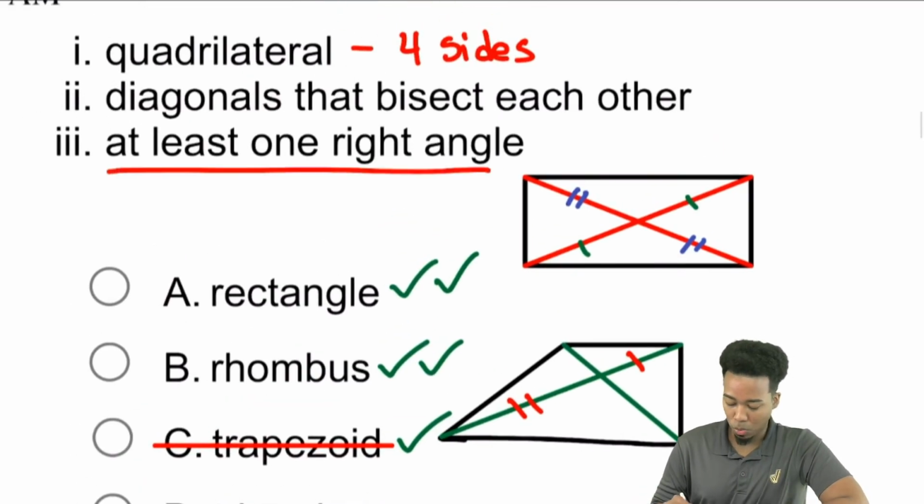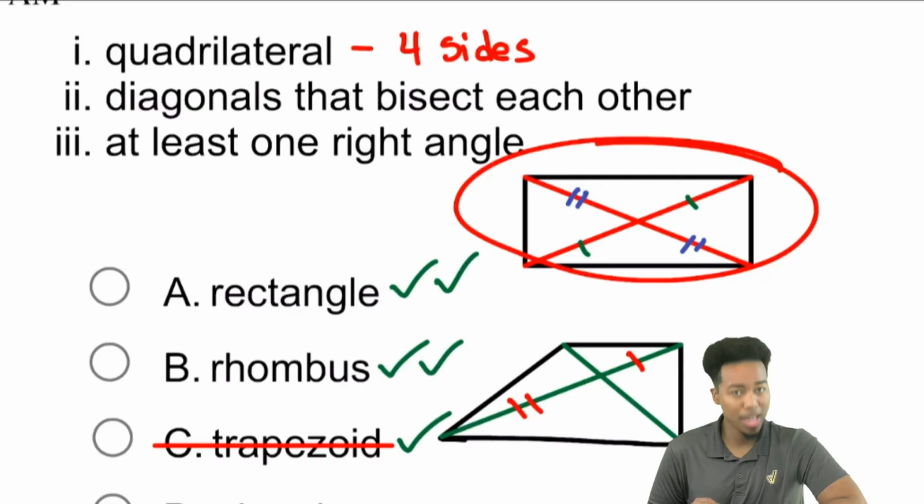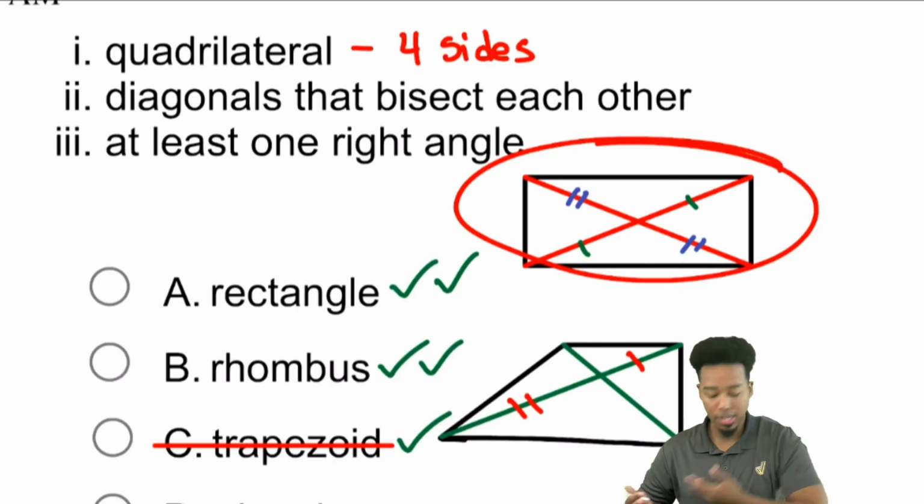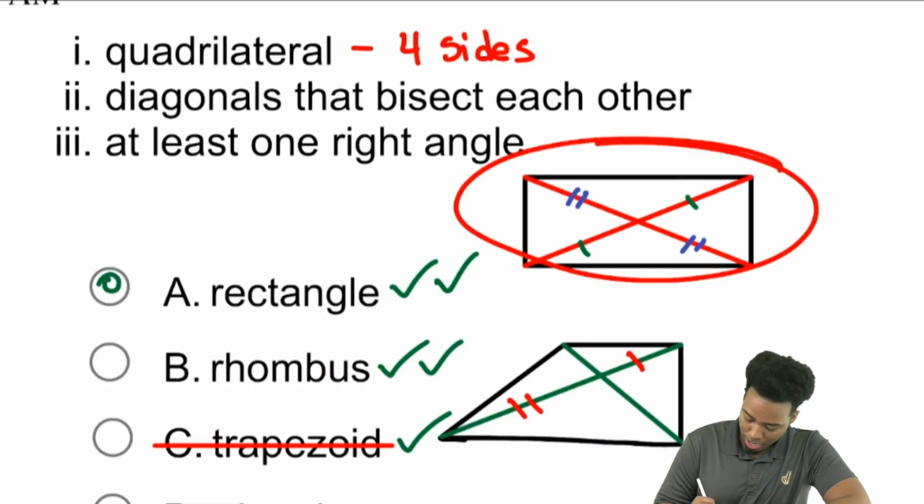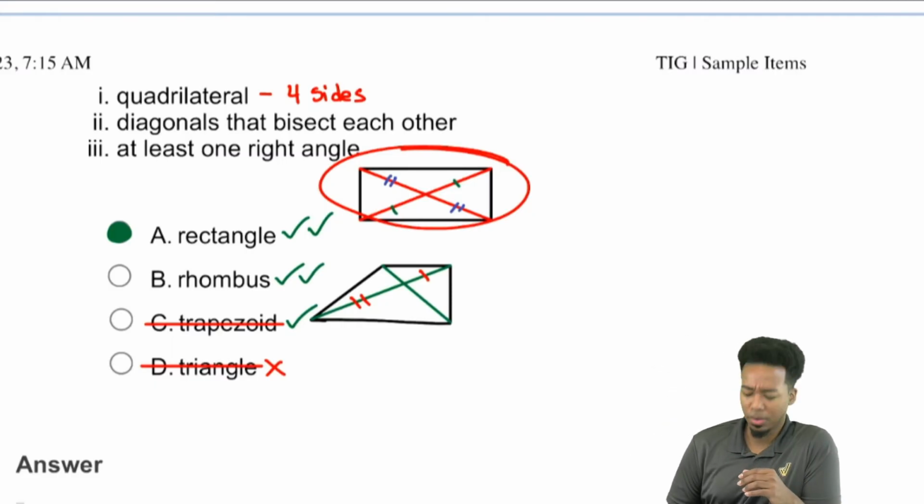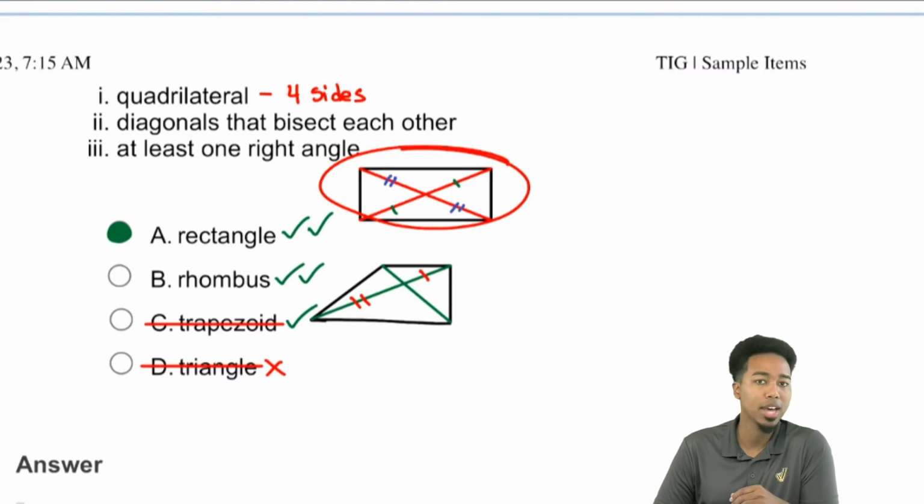Lastly, at least one right angle, that's a rectangle all the way. A rhombus can have a right angle if it's in the form of a square, because a square is a rhombus, but it's not always going to be in the form of a square. That's why it's called a rhombus. And so therefore, answer A is correct. It is going to be a rectangle. It fits all three, and you're good. Another way to get this one done is just going down each choice and then going through all three characteristics. You could do that as well.